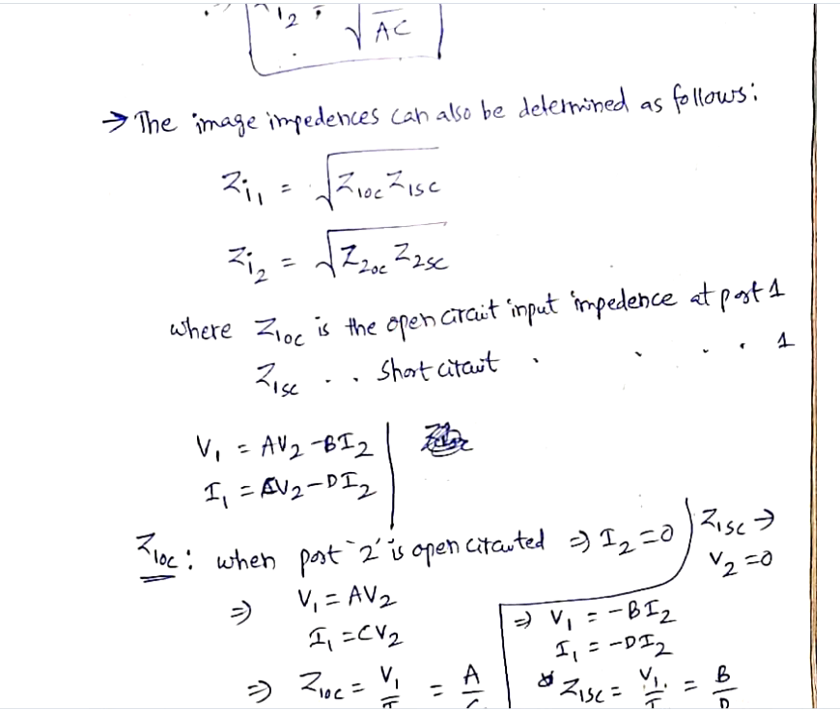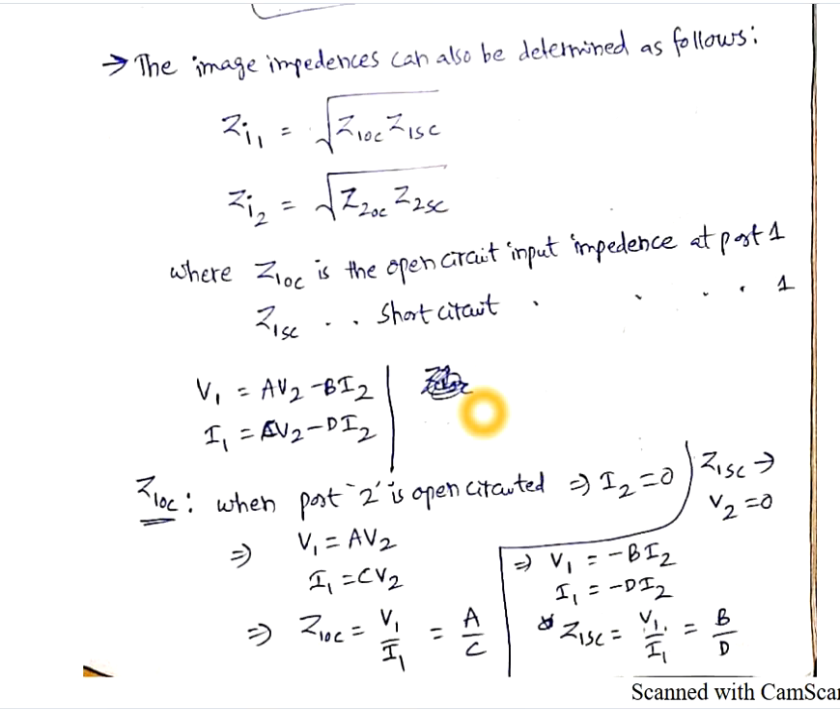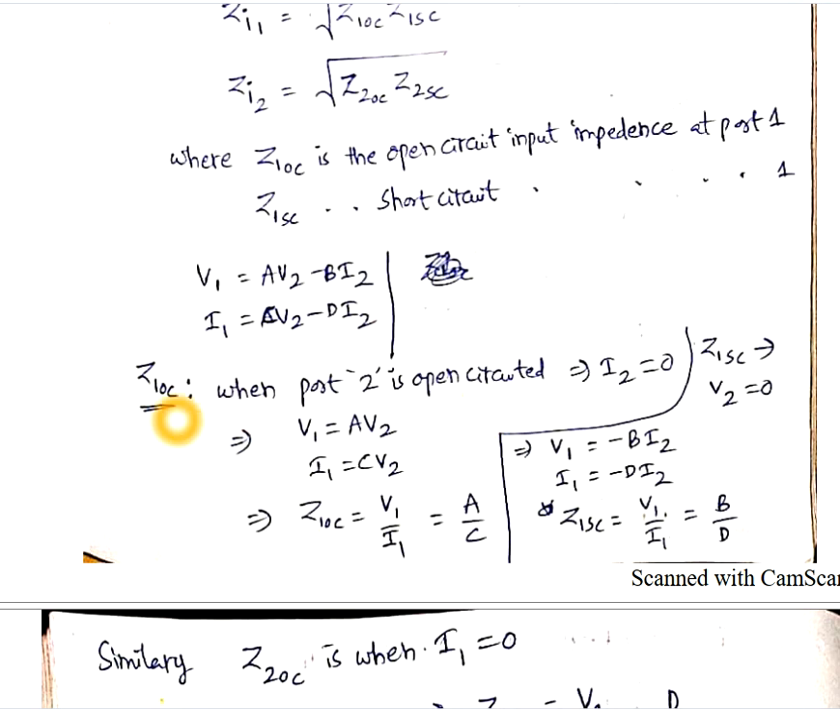That means when port 2 is open circuited, we can determine Z1OC, and when port 2 is short circuited, you can determine Z1SC. Similarly, when port 1 is open circuited and port 1 is short circuited, we will get the input impedances towards port 2, which are nothing but Z2OC and Z2SC, right? So that means what is Z1OC? When port 2 is open circuited, that is I2 equals 0, V1 by I1 is nothing but Z1OC.